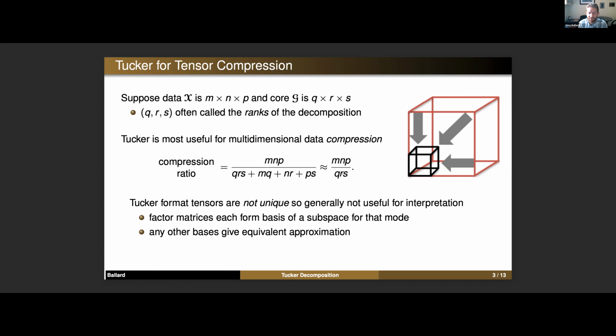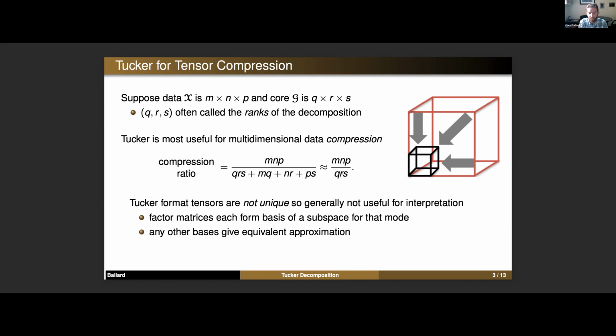I want to highlight that Tucker format is not unique, and so we generally don't use Tucker for interpretation, or if we do, very carefully. The basic reason is the factor matrices that we get, those columns, they form a basis of a subspace for that mode. And that subspace is important, but the basis we use to represent it is not. Any basis will do. And so that's why you get some non-uniqueness. Okay, so we're not going to look at the entries in the factor matrices and try to interpret meaning out of them because they're arbitrary to some extent.